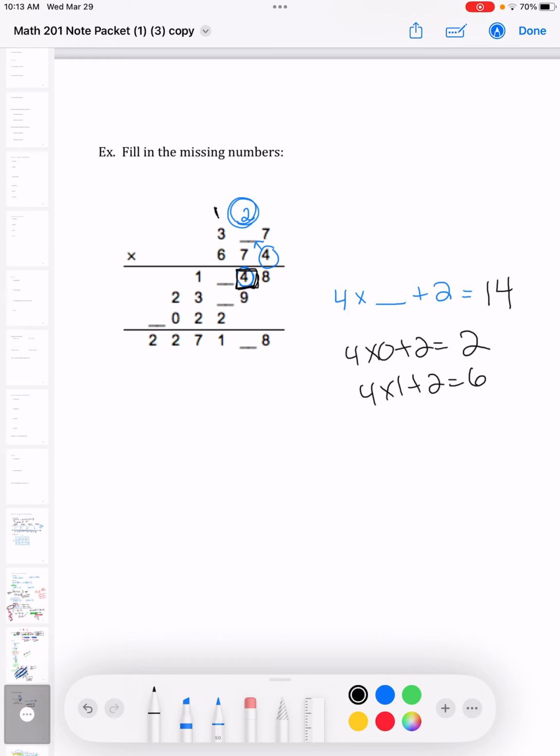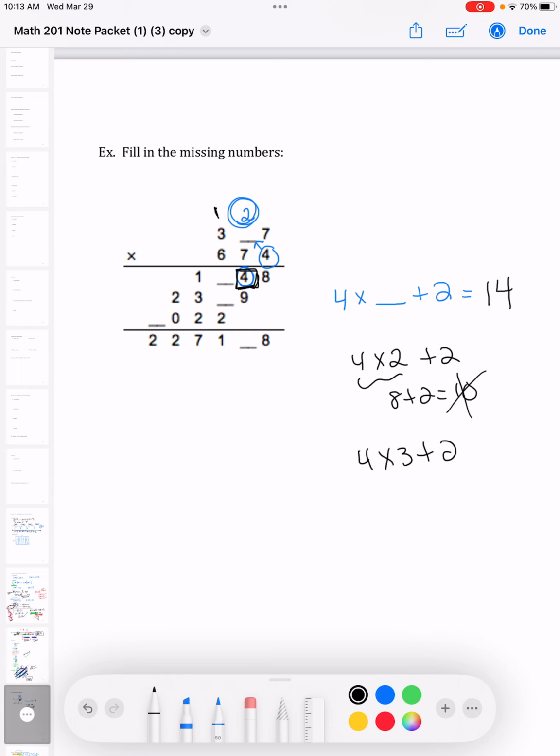If you need to rewatch that, go ahead and rewind and rewatch it. So now I need to think about what number, 4 times something plus 2, gives me 14. Let me try 2. 4 times 2 plus 2. 4 times 2 is 8, plus 2 is 10. So nope. 4 times 3 plus 2. 4 times 3 is 12, plus 2 is 14. So that means this missing number is 3.